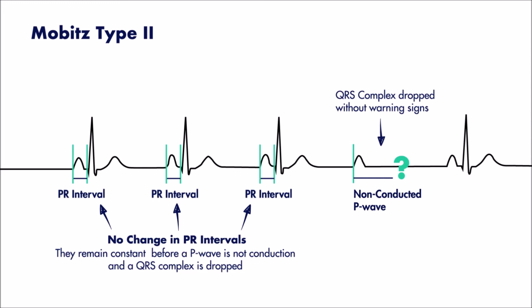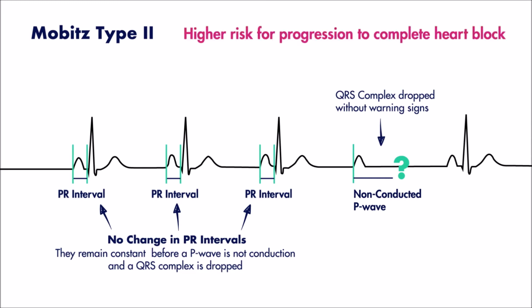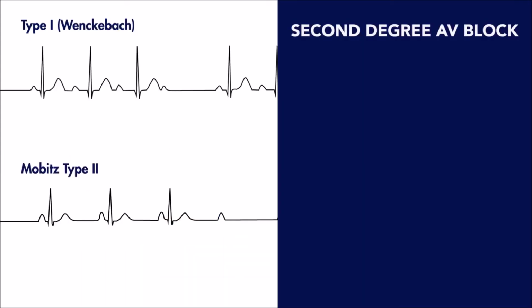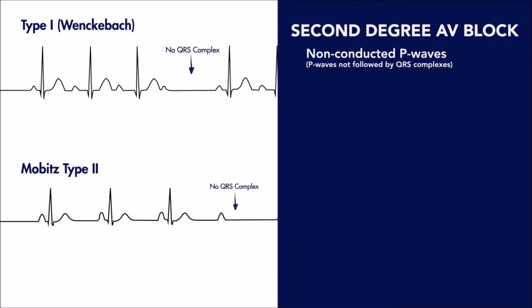As a result, Mobitz Type II has a higher risk of progression to complete heart block than Type I, and usually, when this is seen on an ECG, this would be an indication for a pacemaker, even if the person is asymptomatic.